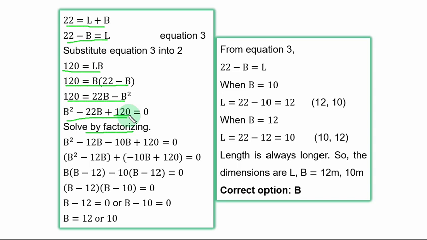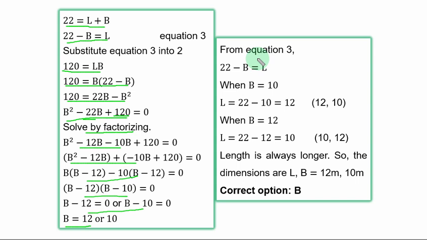You express them in terms of B and replace the middle term with them. Next thing is to group the terms in twos, because that is the purpose of making the equation to be 4 terms. You factor out the common terms in each bracket. You have this result and this result. You equate each factor to 0, and B is equal to 12 or 10.